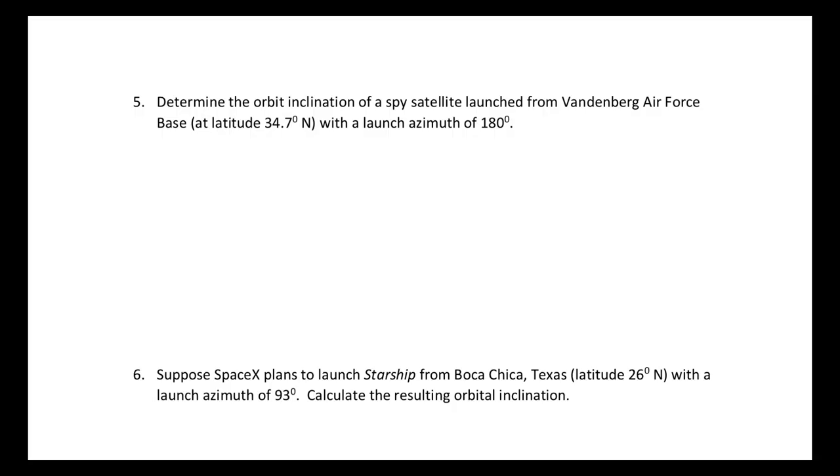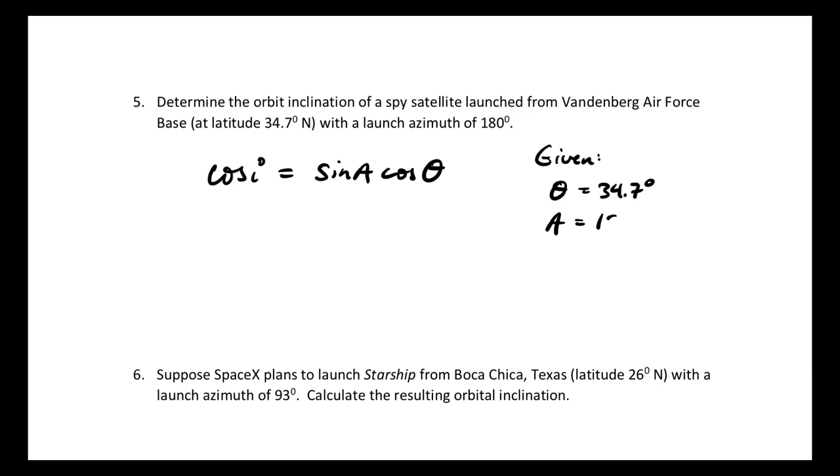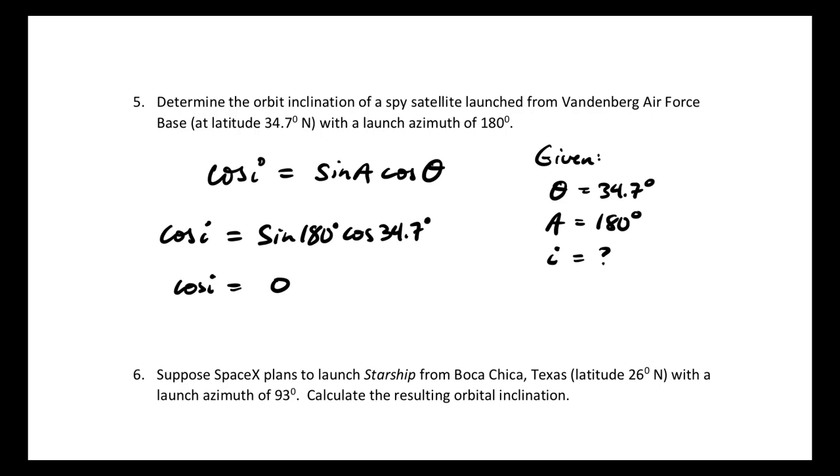All right, let's take a look at number 5. Determine the orbit inclination of a spy satellite launched from Vandenberg at 34.7 degrees north with a launch azimuth of 180 degrees. So returning to my familiar formula now, we are given the latitude is 34.7 degrees, and a launch azimuth of 180 degrees. So we're trying to figure out the inclination. Well, the sine of 180 degrees is zero, so it doesn't even really matter what the latitude of the launch site is if you go directly south. Sine of 180 is zero, which makes this whole side equal zero.